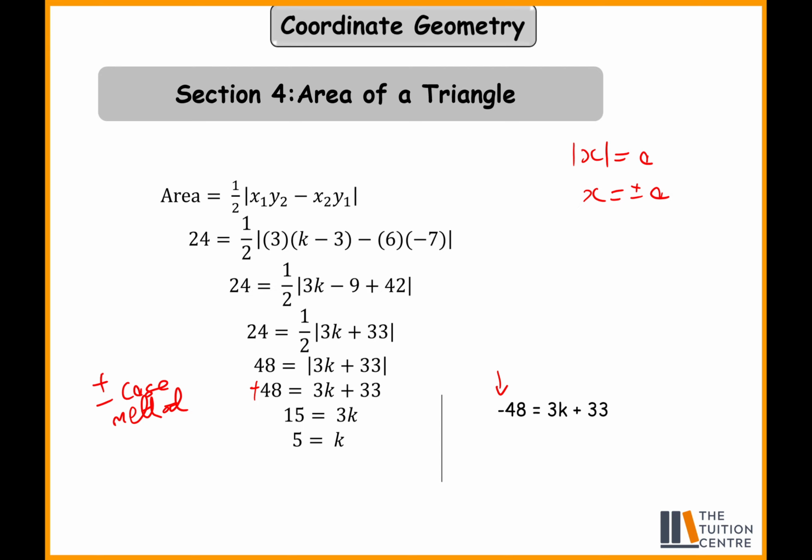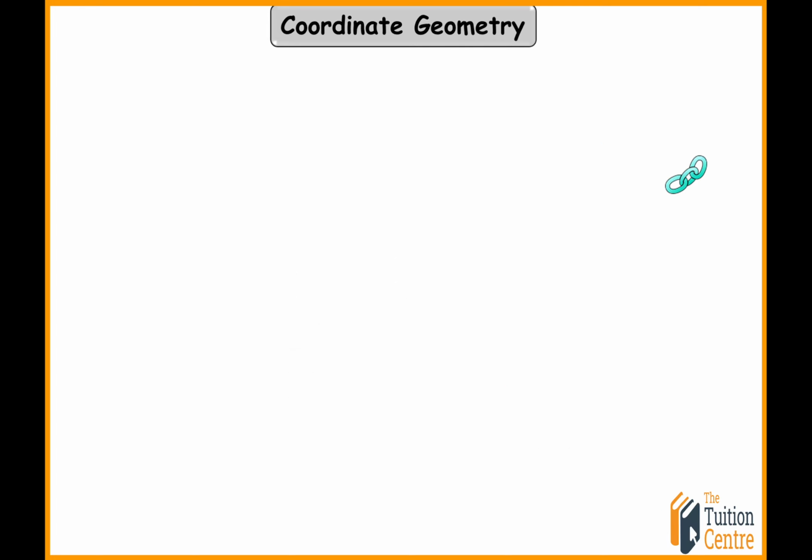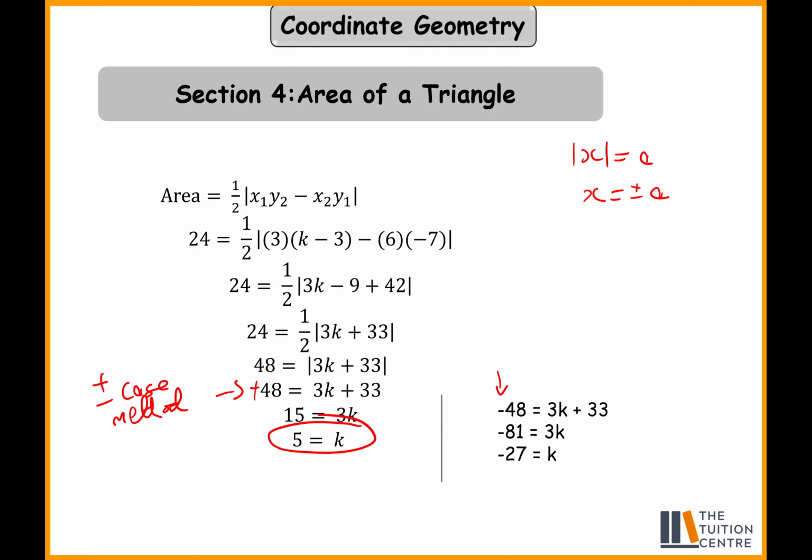So if I say the positive part, 48 is equal to 3k + 33, 15 is equal to 3k, k is equal to 5. Or over here, if I say negative 48 is equal to 3k + 33, take the 33 from both sides, again, negative 81 is equal to 3k, divide both sides by 3, negative 27 is equal to k. So my 2 answers are k is equal to 5 and k is equal to negative 27.